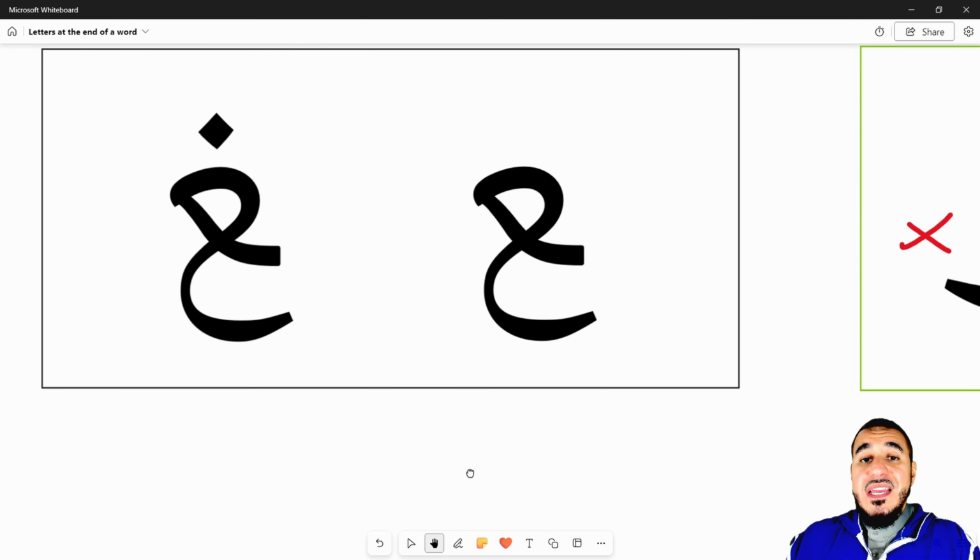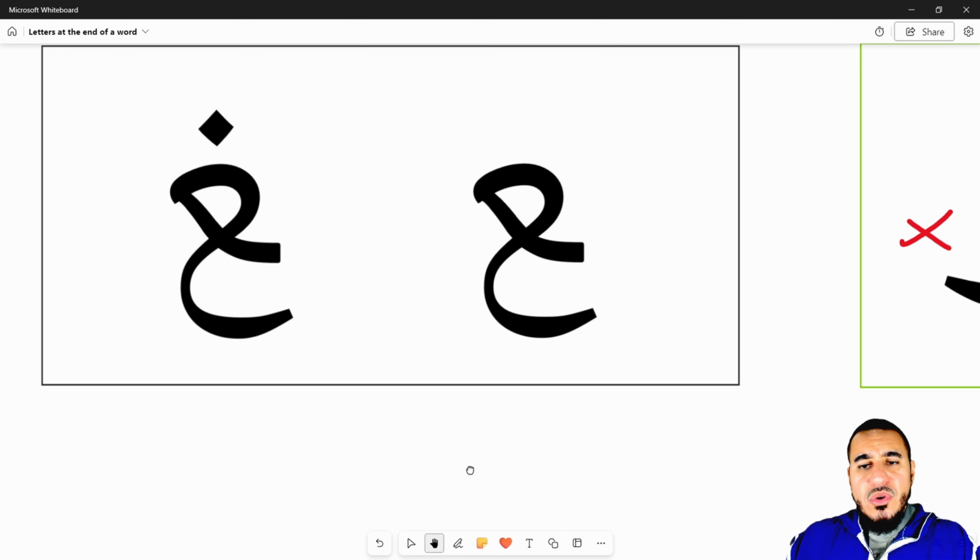And then we have the ayn and the ghayn. So this one is quite unique actually, because it doesn't look exactly the same when it's by itself, or when it's at the beginning, or even when it's in the middle.